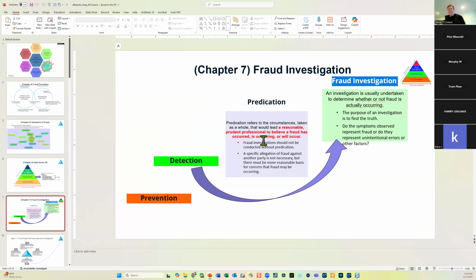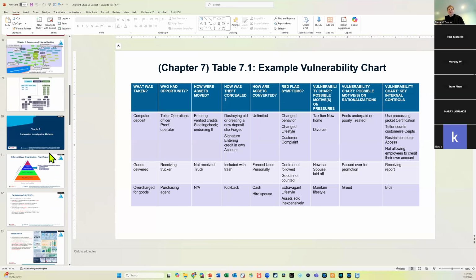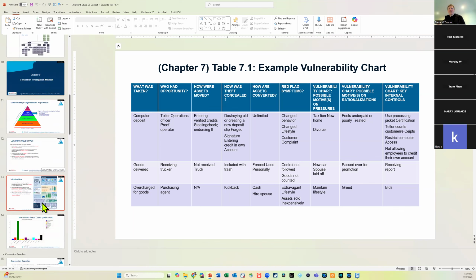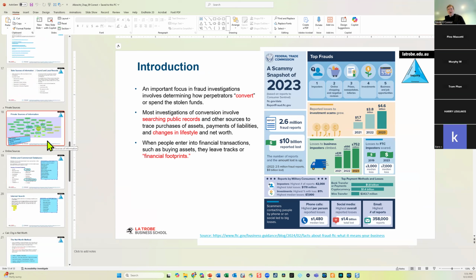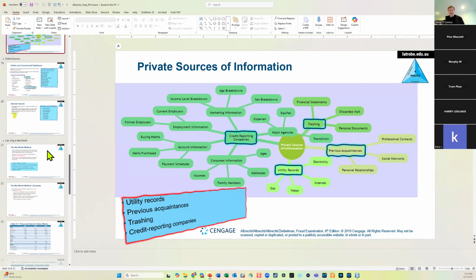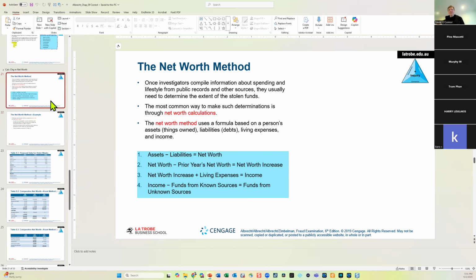It was all about getting that predication. And then once we go to investigation, that's why we need the second money slide here. All right. And so if we talk about conversion investigation methods, the big idea I want you to take away this week, and we call this week 6, I think the big takeaway is this notion of the net worth method.